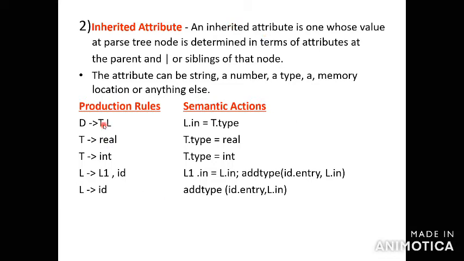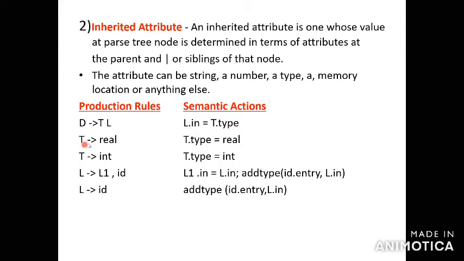The first production rule is D tends to TL. The T can be either real or integer. Next, L tends to L1 comma ID, then L tends to ID. Here you can check: L will depend on the type of T. So it is a sibling of the node. In each production, the value of the attribute is determined from the sibling of the node. So L depends on its sibling T, that is, L.in will be equal to T.type.